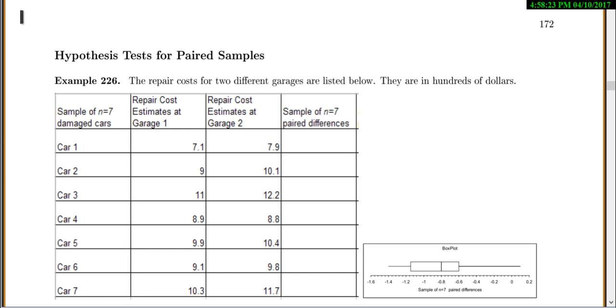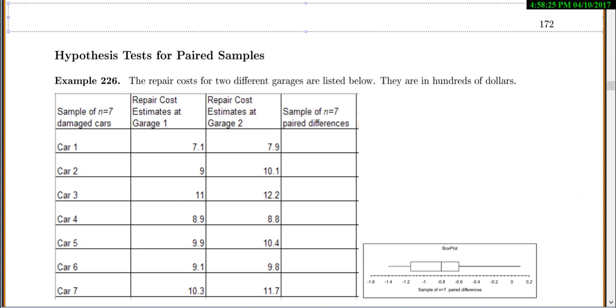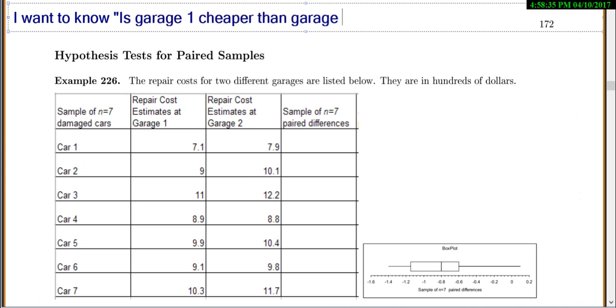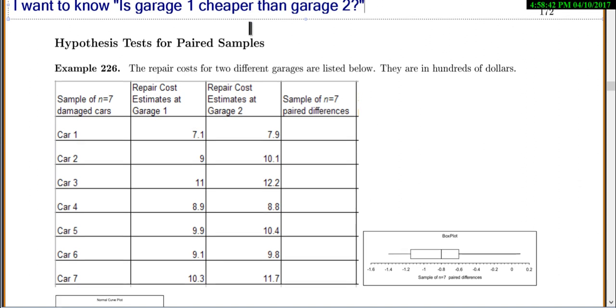Now let's remind ourselves, going back several pages, that I want to know, is garage 1 cheaper than garage 2? So that's just what it said on the first page. You probably forgot, but that was our suspicion, is garage 1 cheaper. So you'll notice here in my table I have each of the 7 cars, the repair costs, and then I'm going to ask you for the paired differences. Since we want to compare the two, it makes sense to see what the difference is for each car.